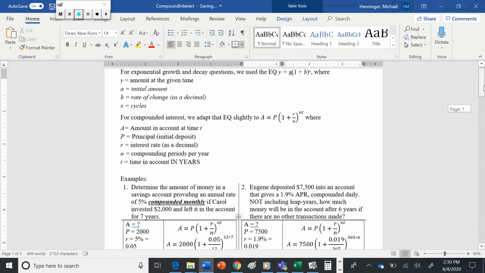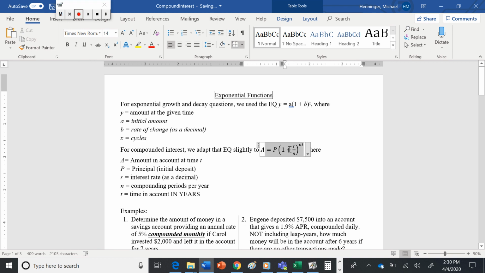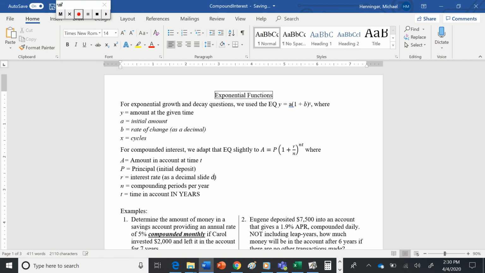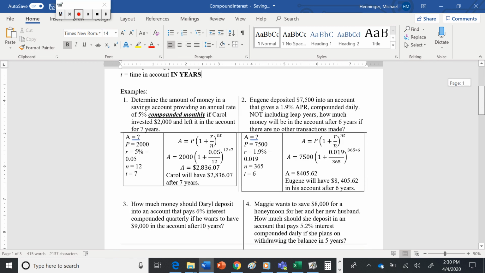So we have this formula right here. A equals P times the quantity 1 plus R over N raised to the NT, where A is the amount in the account at the given time T, P is the principal or the initial deposit, R is the interest rate, always has to be written as a decimal, which means slide that decimal point 2 spaces left. N is how many compounding periods per year, and T is the time in the account, and it has to be in years. Okay, so then we just read the story, find the numbers, and submit. And there we go.